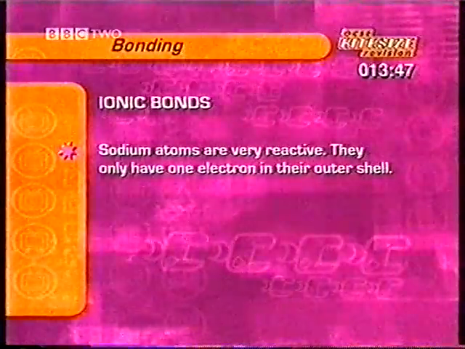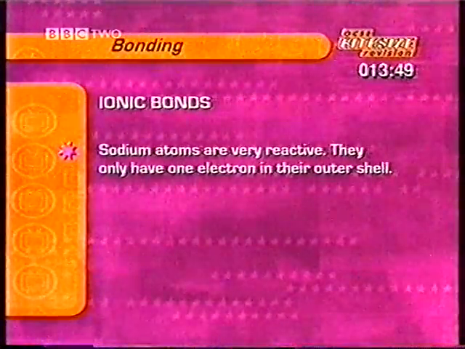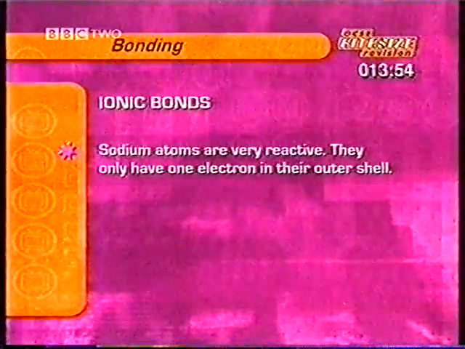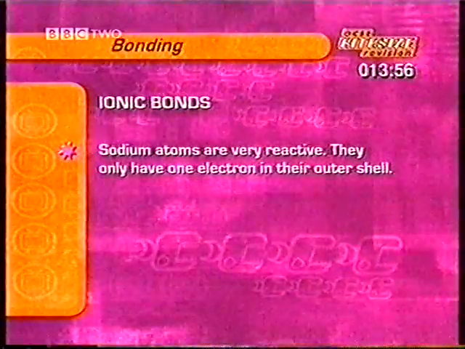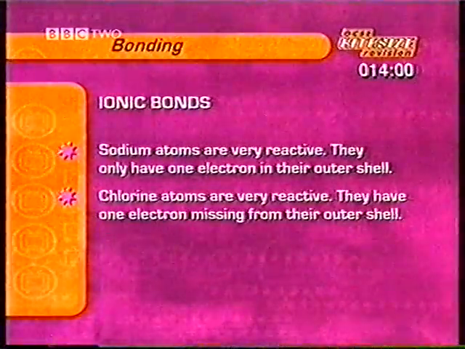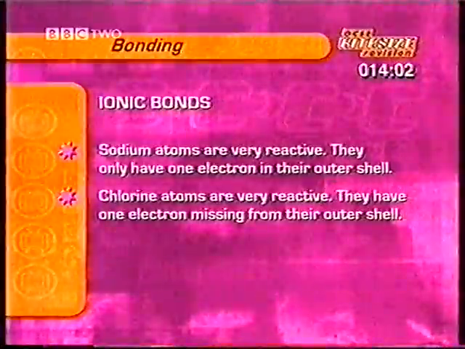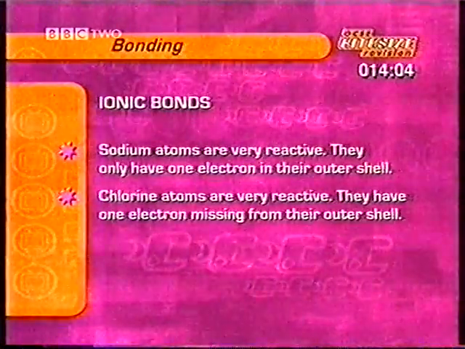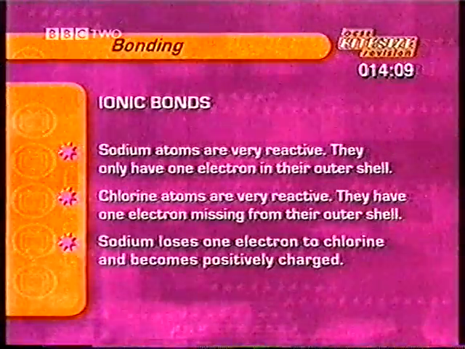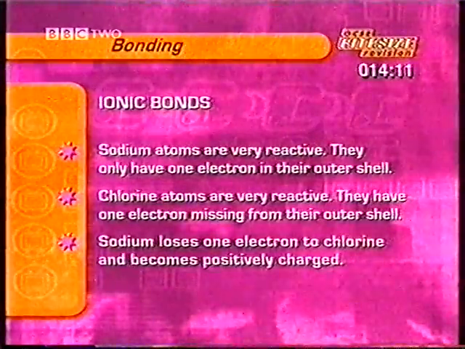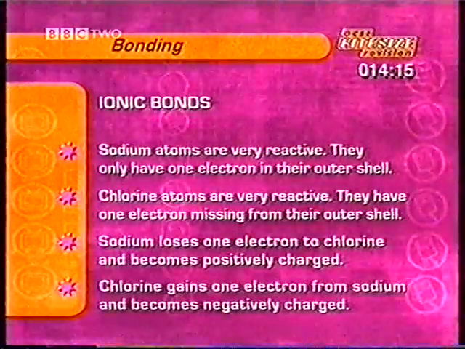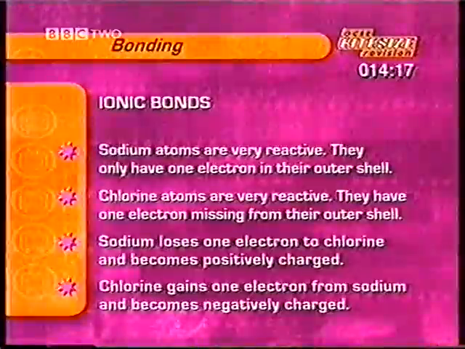In the clip, we saw that sodium and chlorine are both very reactive elements. Sodium is very reactive because its atoms have only one electron in their outer shell. And chlorine is very reactive because its atoms have 7 electrons, one missing from their outer shell. Sodium easily loses 1 electron to chlorine and becomes positively charged, while chlorine easily gains 1 electron from sodium and becomes negatively charged.